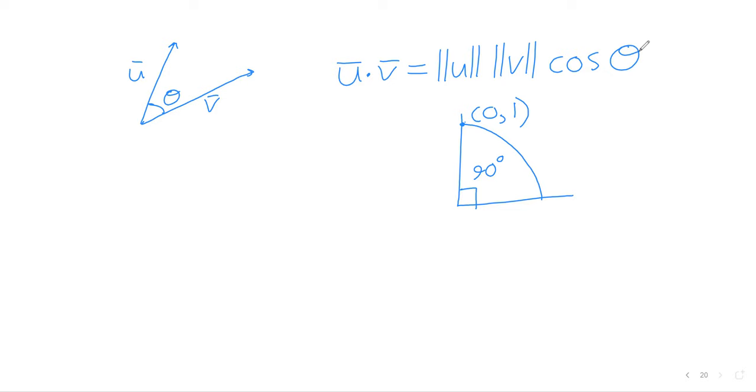You could use this definition to define the angle between two vectors. Like, if instead of two-dimensional space, we're in five-dimensional space, what does it mean to talk about vectors meeting at an angle? It's not clear geometrically, but in five-dimensional space, you've still got u dot v, and you've still got these norms, so you can use the cosine of theta to define the angle between any vectors, whether we can visualize them or not.